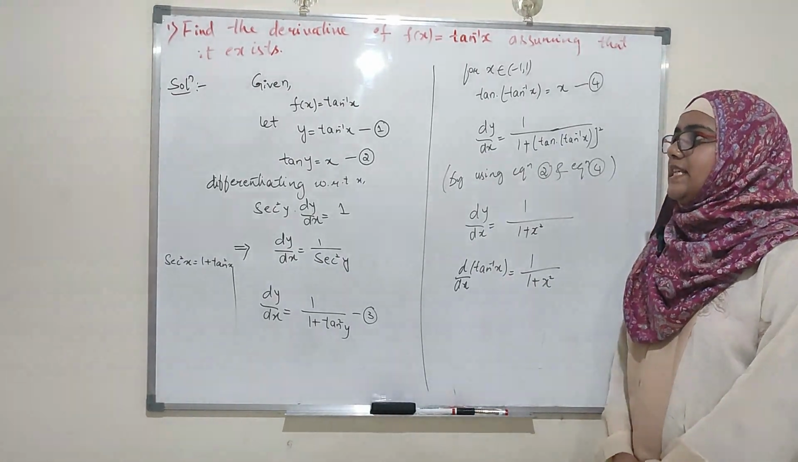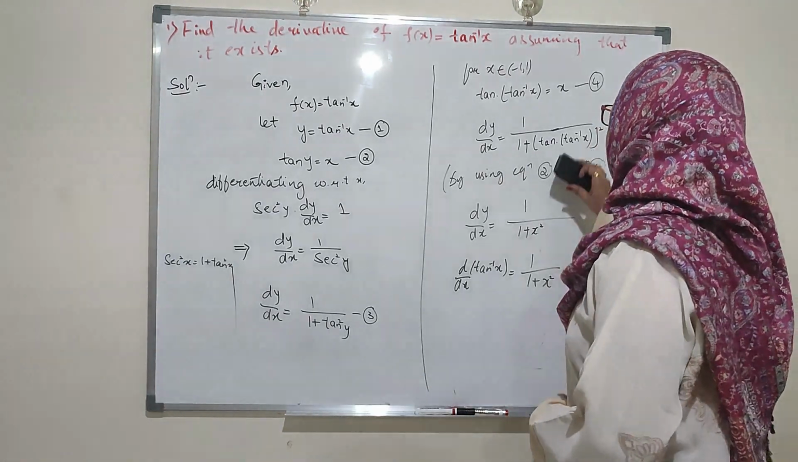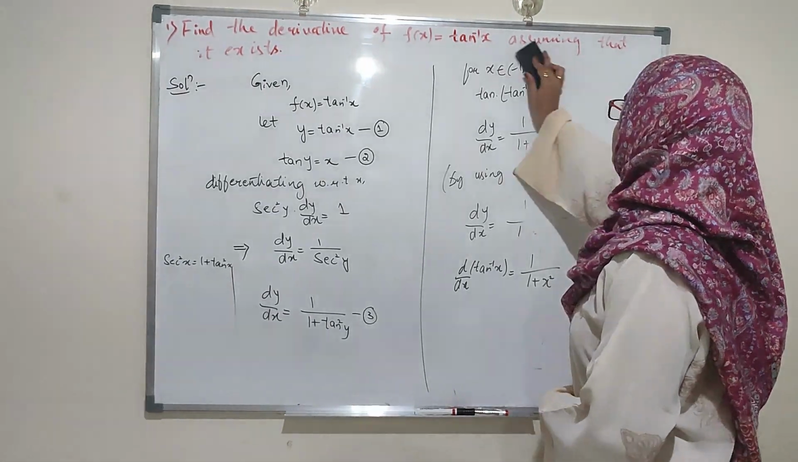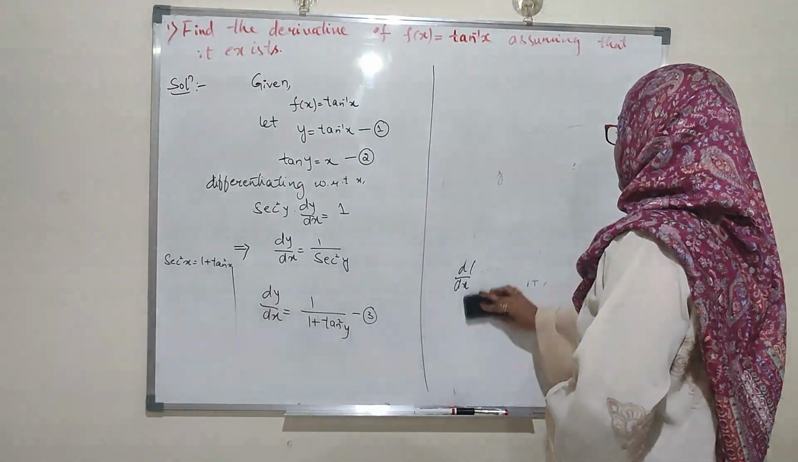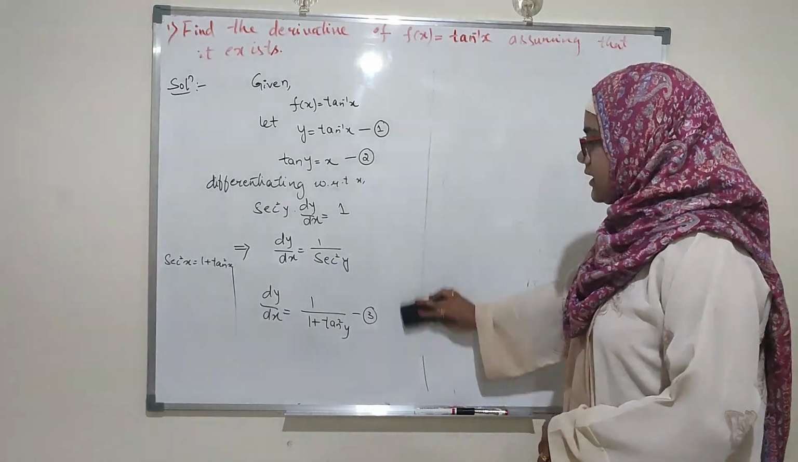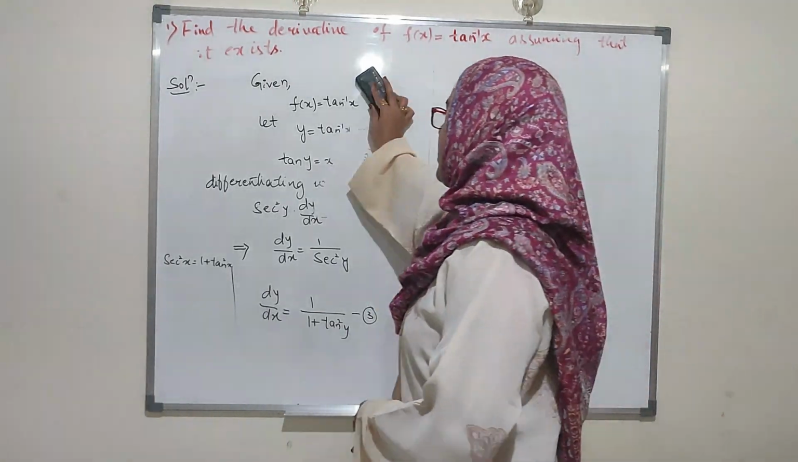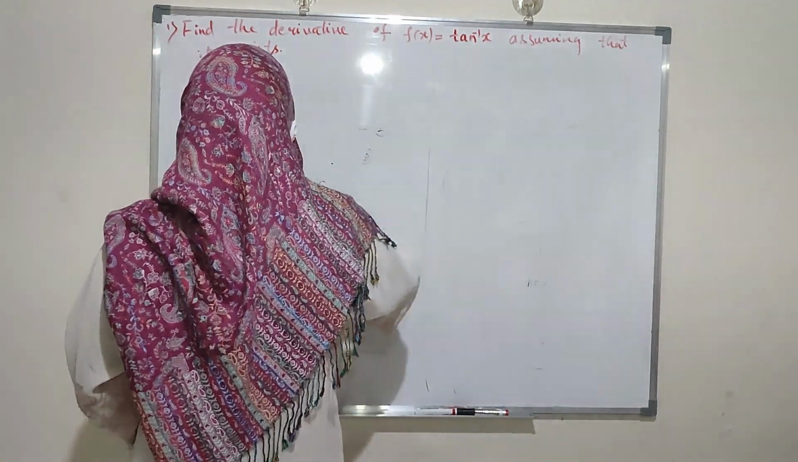Now we will see some examples based on these formulas. I will show you some examples. Write down. It is easy and interesting also. You just have to understand the method, then you can find the derivatives for all six inverse trigonometric functions.